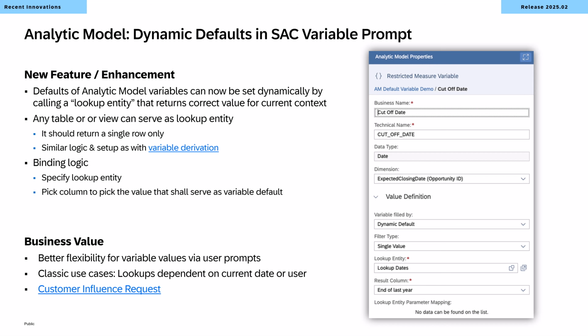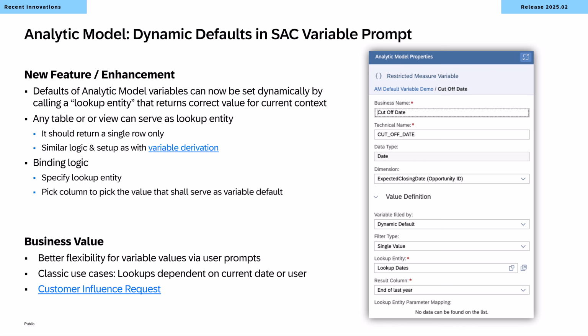A very important feature has landed in the area of variables in analytic models. So what is now possible is to set a dynamic default for variables. And users are then seeing what is correct for their given context. So based on the user ID, I would possibly see variables filled with my cost center. Based on the date, I'm prompted for the end of the last quarter, end of the last month or so, whatever is the current context. And normally this is based on user identity or time.